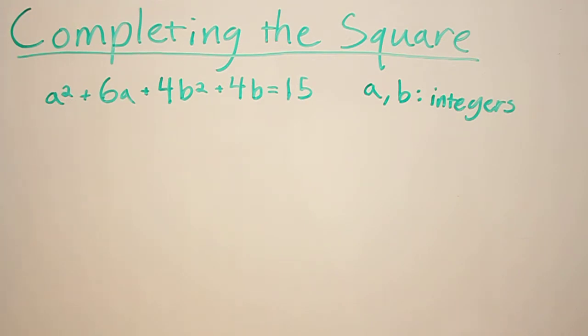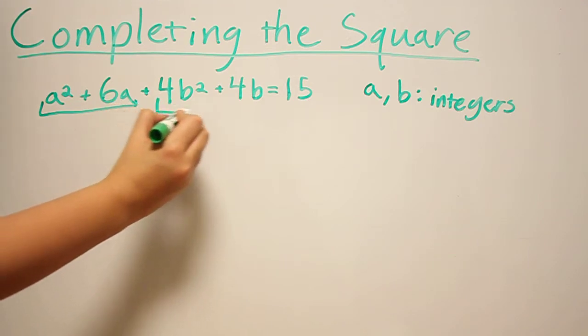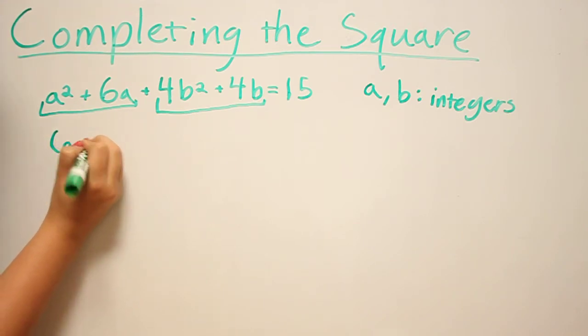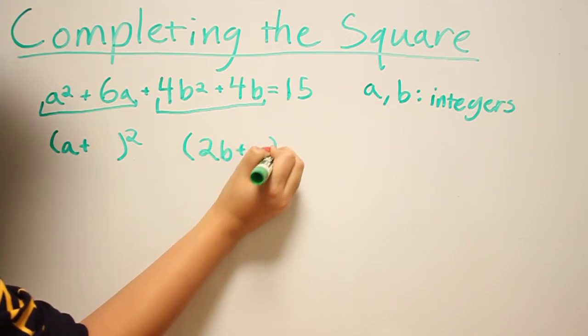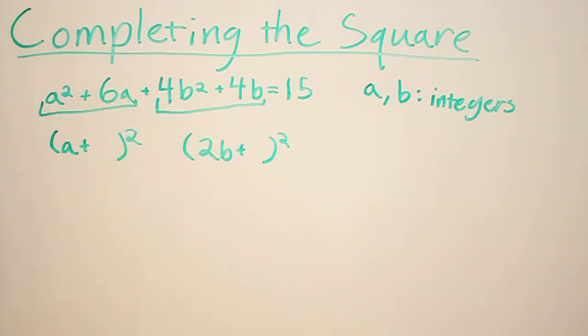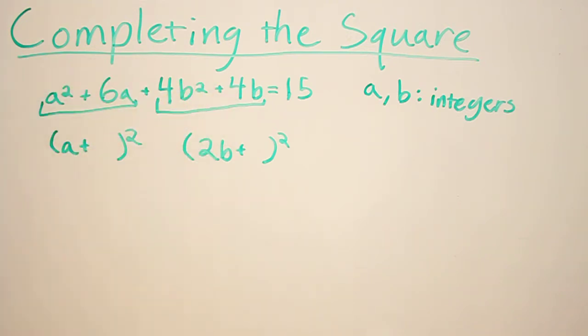So what do we notice about this problem which makes us think of completing the square? What we see is the terms a squared plus 6a and 4b squared plus 4b, which nearly look like squares of a plus something squared and 2b plus something squared. And we have a 2b instead of a b since it's 4b squared. The motivation for doing something like this is that it simplifies the equation, and that usually helps. So how do we make them actually squares?